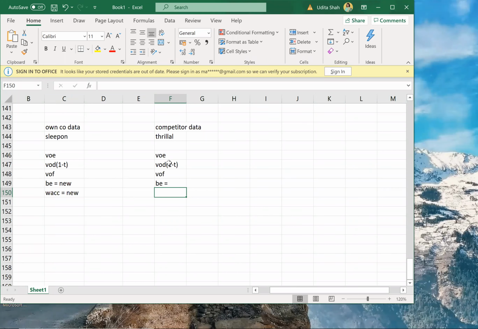Now let us see. Tell me, Sleep-On company's value of equity. Is it given? Tell me how much is it? So let's fill in these blanks first. Then only we can start with our problem. Put it in your group chat. Sleep-On company's value of equity. How much is it?